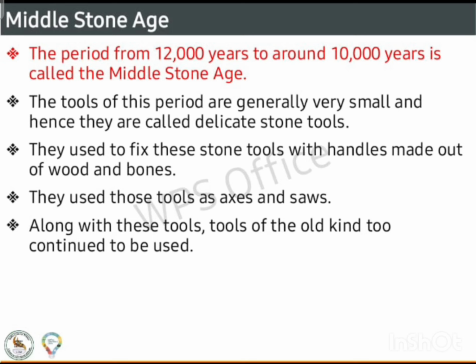Middle Stone Age. The period from 12,000 years to around 10,000 years is called the Middle Stone Age. The tools of this period are generally very small and hence they are called delicate stone tools. They used to fix these stone tools with handles made out of wood and bones. They used tools such as axes and saws. Along with these tools, tools of the old kind continued to be used.